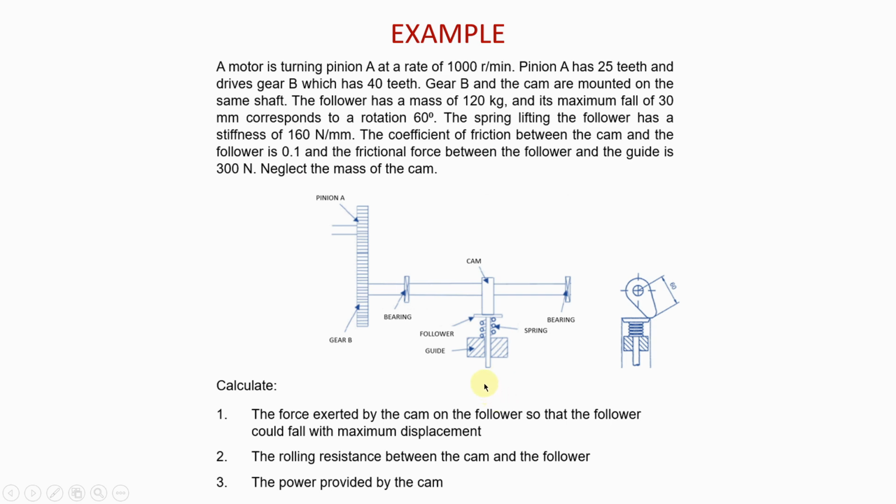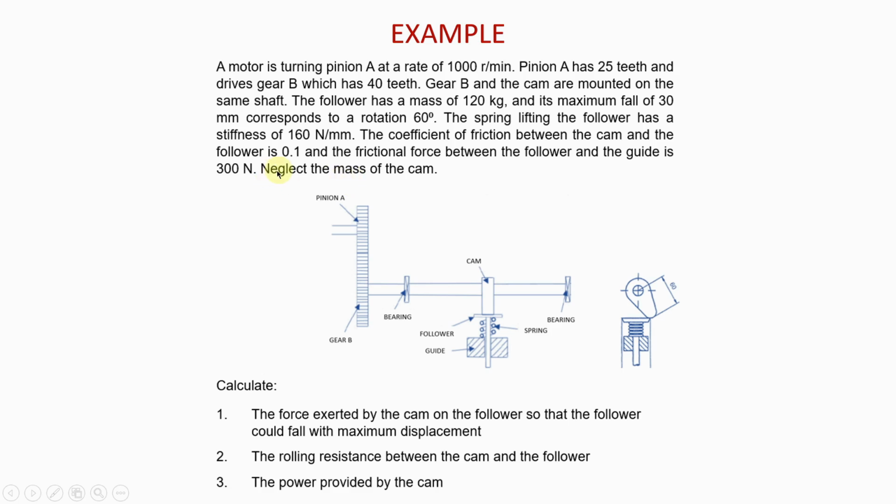As you can see here, the follower is sliding through the guide. And as it is sliding through the guide, there is friction between the guide and the follower, and you are given that friction force. It's got a magnitude of 300 newtons.